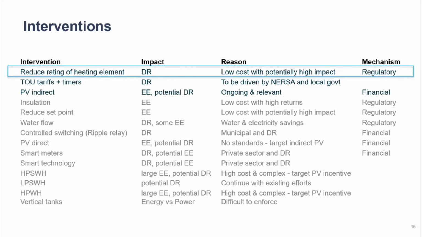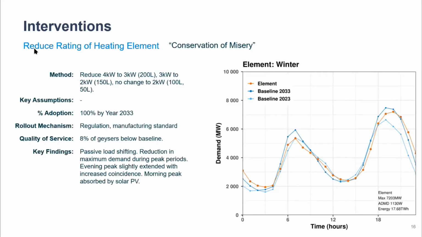We're going to start with reducing the rating of the heating element. So this is the idea of reducing the size of that resistive element in as many geysers as possible. So assuming that geysers get old, they get replaced, put a policy or regulation in place that new geysers installed must have a downsized element in it. So the consideration was taking a standard 4 kilowatt element, turning it to 3 kilowatt. This is standard in a 200 liter at the moment, a 3 kilowatt down to 2, and just leaving the smaller 100 liter at 2 kilowatt.